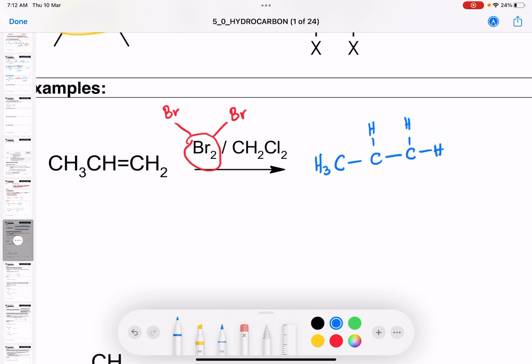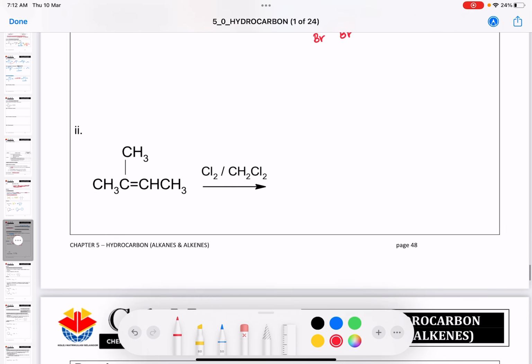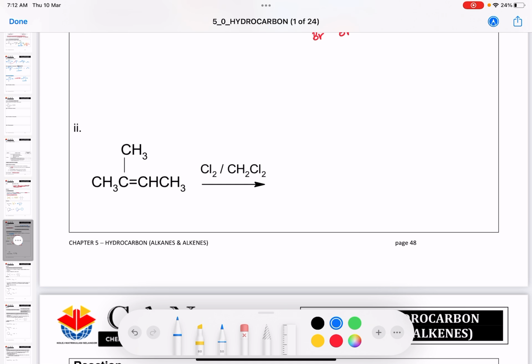Okay, so here we are going to add bromine and bromine. So here we go, we have this. As you can see, both of the halogens were added side by side. Okay, now let's proceed with this. You can pause first and then you can see the answer.